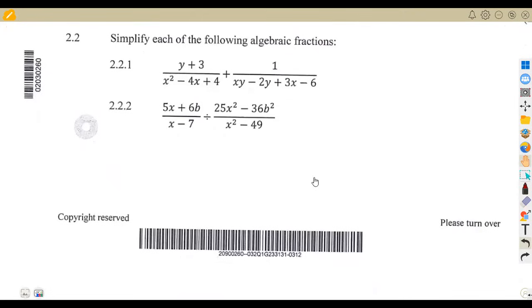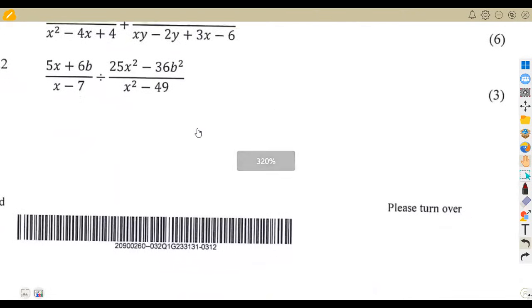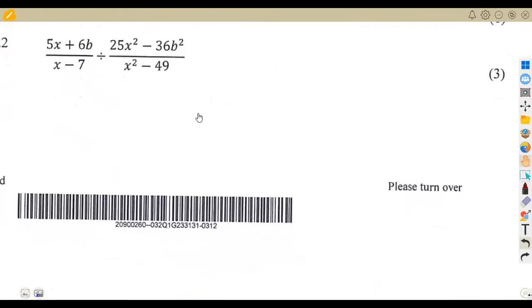Solve each of the following algebraic equations. Remember, that was concept 2.22. Now we are given this one to simplify. What is it that we can do on this part here? Remembering that whenever we are dealing with a division, I always say introduce multiplication first before you forget. Yes, you are supposed to factorize this and that, but before that, introduce multiplication before you forget.